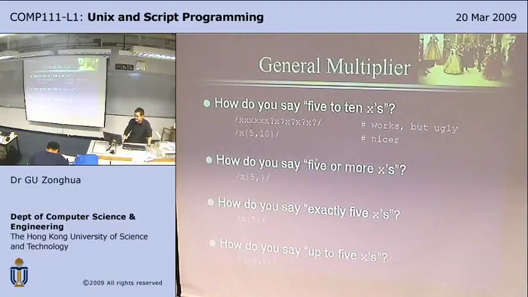So how do you say 5 to 10 X's? So this is one way. 5 X's followed by 0, 1 X, 0, 1 X, 0, 1 X, 0, 1 X. So 5 mandatory X's followed by 5 optional X's. But it's very ugly. So there's a shorthand that says X, curly braces, 5 comma 10. It means repeat X 5 to 10 times.